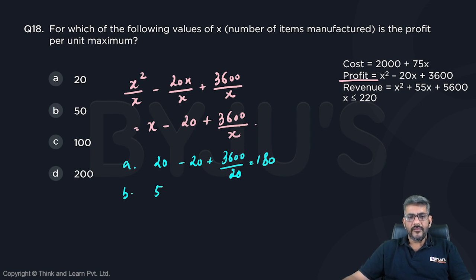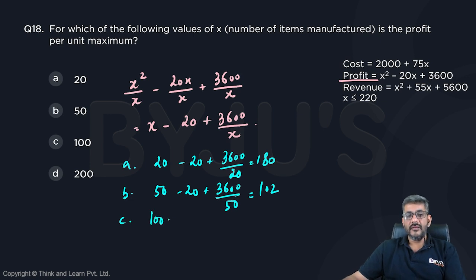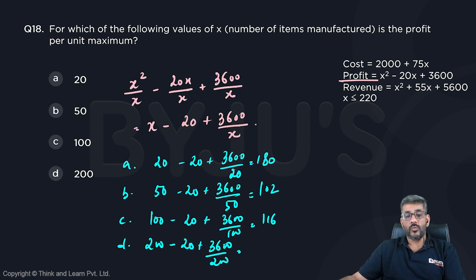Let's put 50 now. 50 minus 20 plus 3600 divided by 50. This gives me 30 plus 72, that is 102. Let's look at C option. 100 minus 20 plus 3600 divided by 100. This is 80 plus 36, 116. And in option D, it is 200 minus 20 plus 3600 divided by 200. So I can say it is 180 plus 18, that is equal to 198.